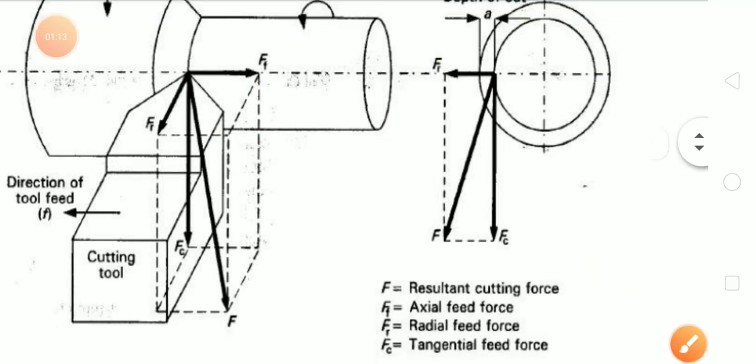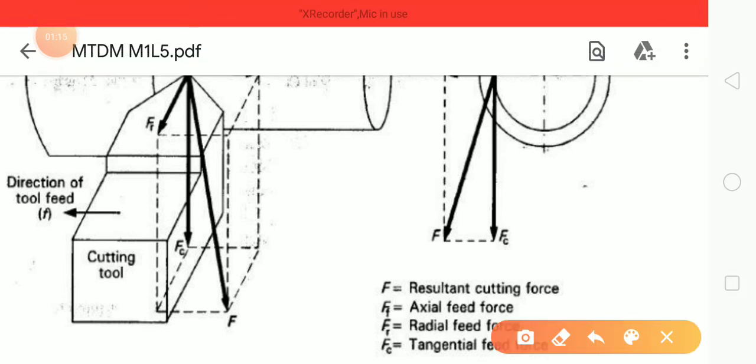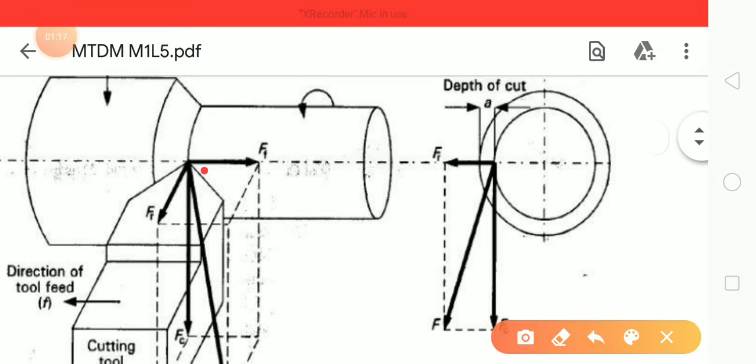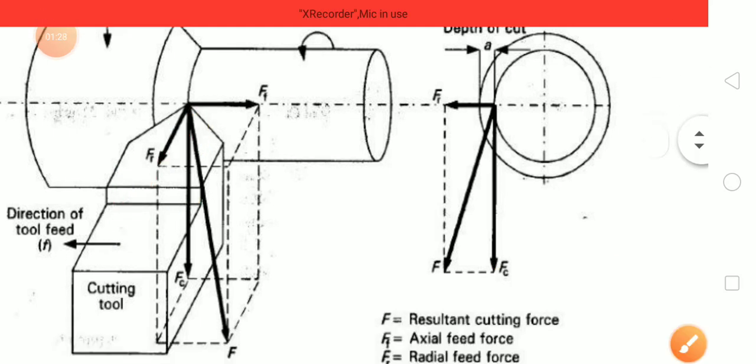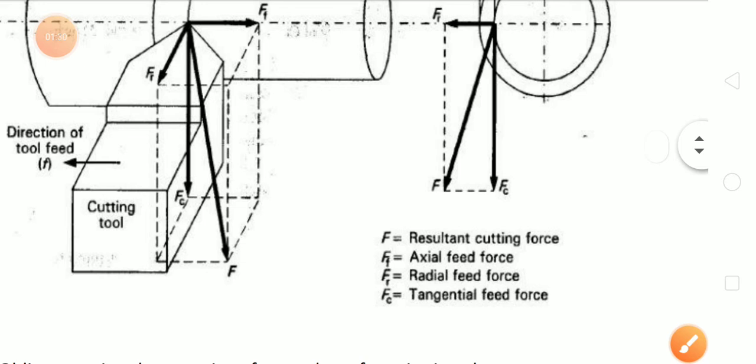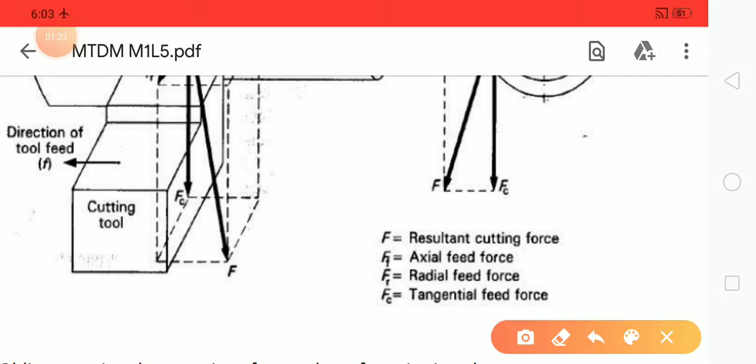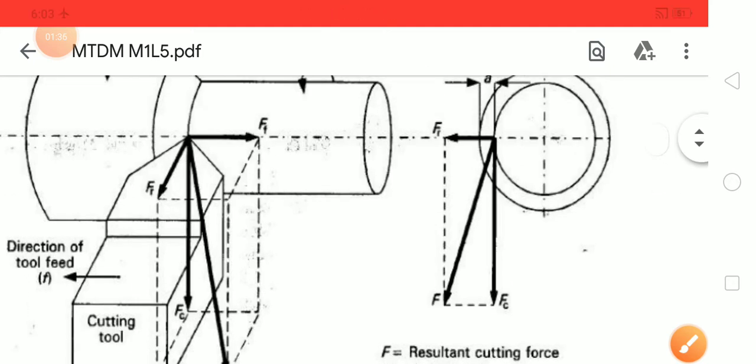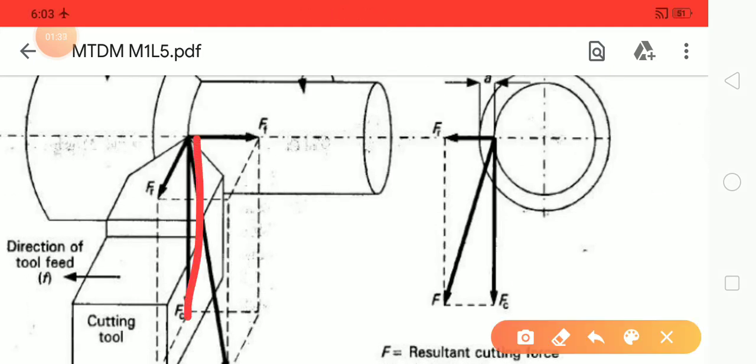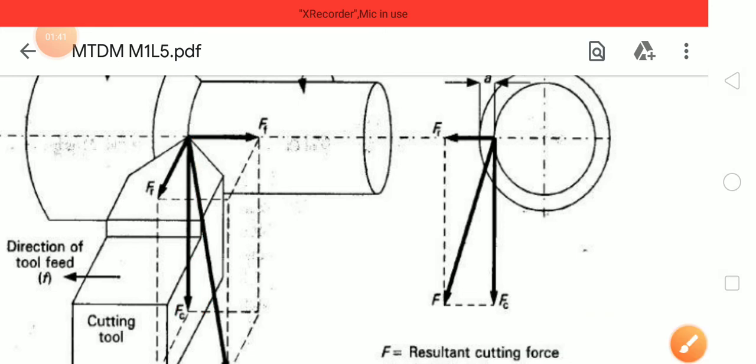The next one is the radial feed force. You can see the radial feed force here. Actually the direction is in this way. The feed force is generated at the point from the single point cutting tool. And the third one is the tangential feed force. The tangential feed force is the point in the workpiece where you can see this is the tangential cutting force.